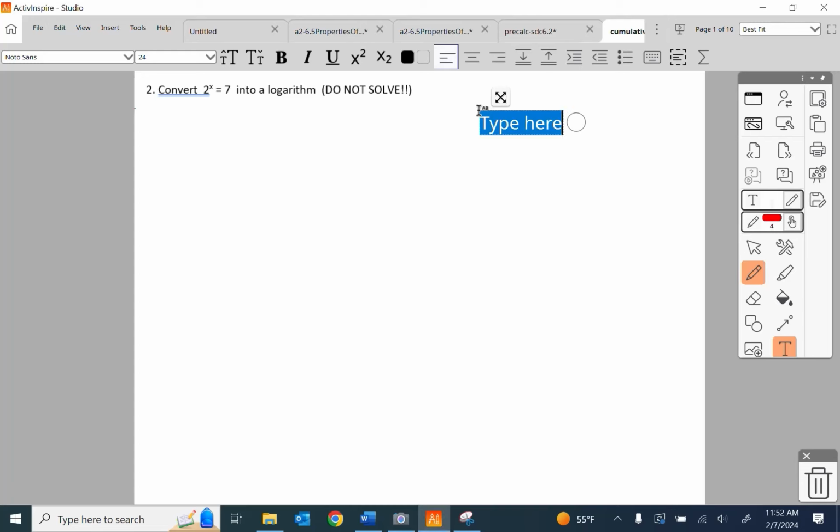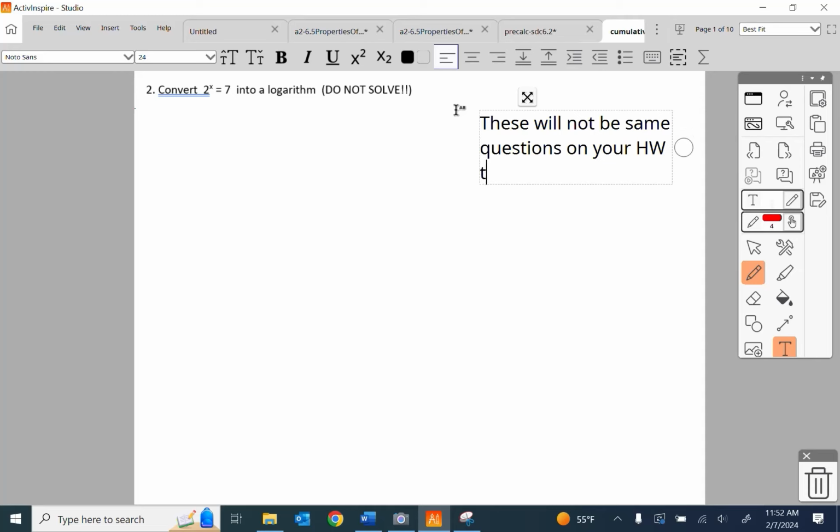Now, for those of you who don't listen to me, these will not be the same questions on your homework. I'm going to change them. They are similar. Okay. So I'm going to change this one. I'm just going to make it 3 to the x equals 12.